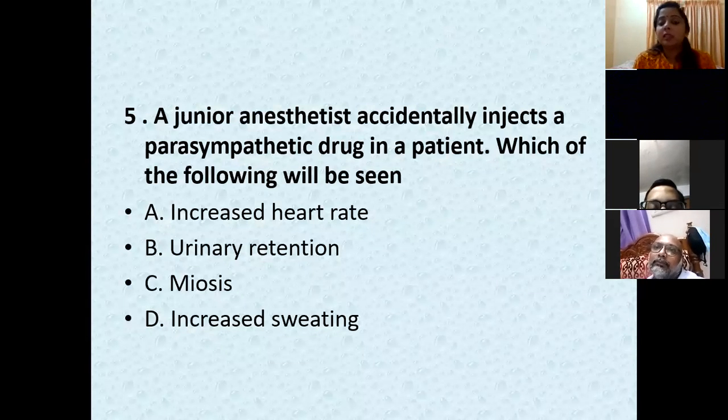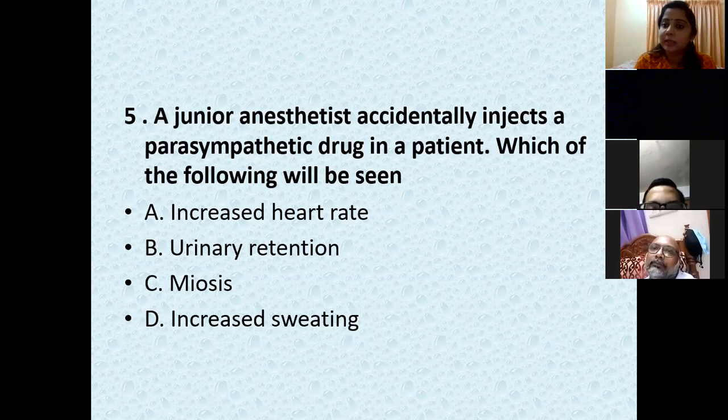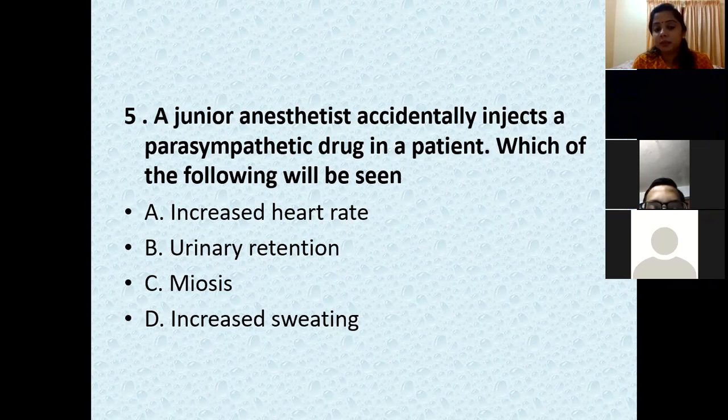Now we come to the last question. A junior anesthetist accidentally injects a parasympathetic drug in a patient. Which of the following will be seen? Increased heart rate, urinary retention, meiosis, increased sweating. So it is a parasympathetic drug. What is a parasympathetic drug?